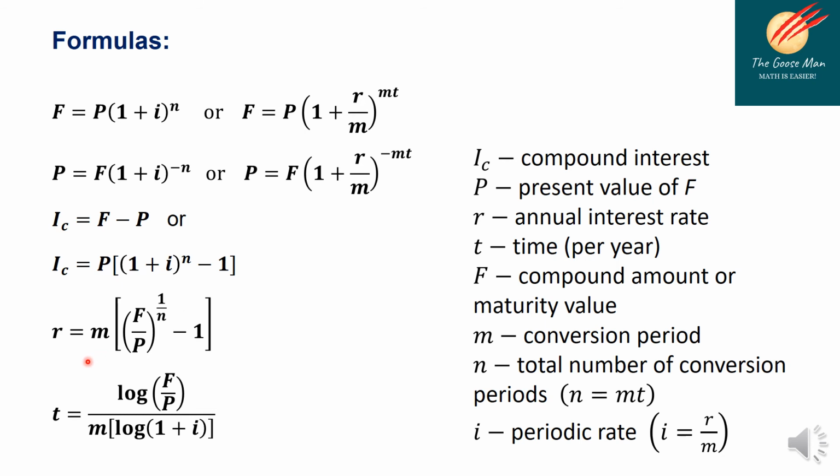While the rate is equal to m, which is the conversion period, times the expression (future value divided by the present value) raised to 1 over n, minus 1. And finally, the time is equal to log of the future value divided by the present value, all over the conversion period times log (1 plus i).